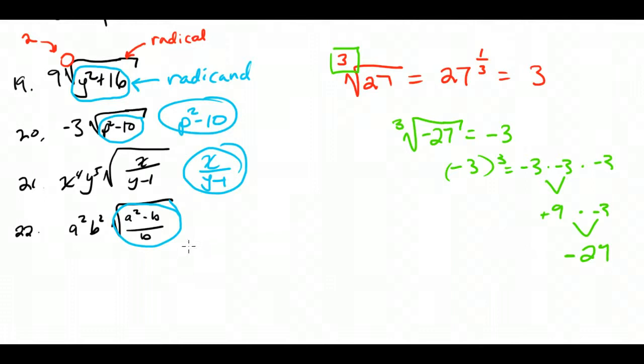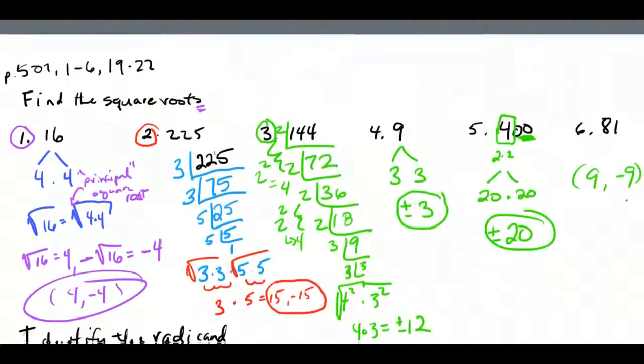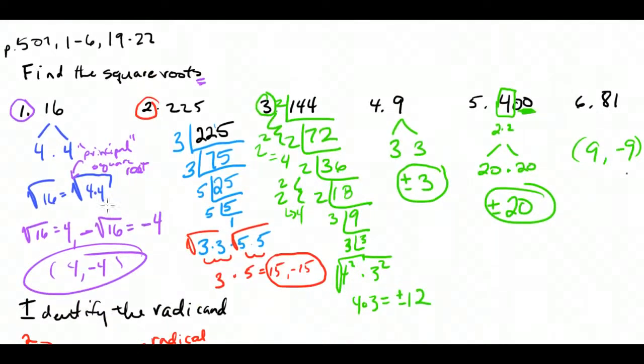So those are the answers to the questions on page 507, numbers 1 through 6, 19 through 22.